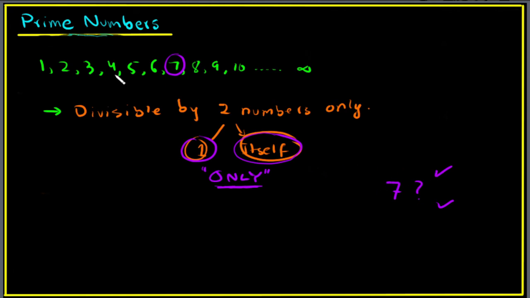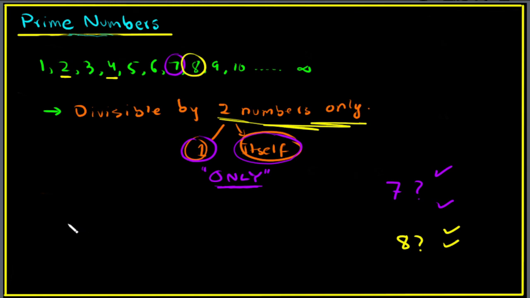What about, for example, 8? Well, 8 is divisible by 1, we know. It is also divisible by itself, but unfortunately, it is also divisible by 2 and 4. So it cannot be considered a prime number because it is not divisible by two numbers only. It is divisible by four numbers, right? I hope this helps you understand what prime numbers and composite numbers are.